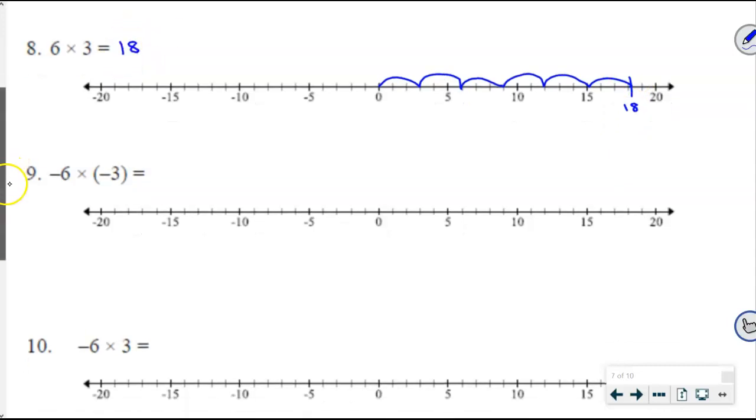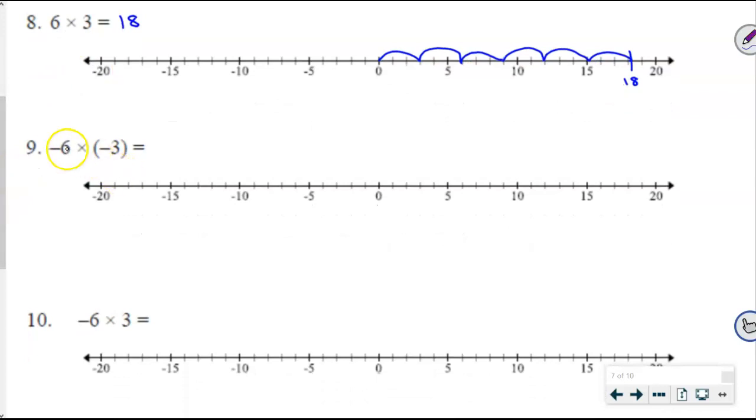And now number 9. Man, I see negative groups. I can't have negative groups. So I'm just going to leave myself a note that this means the opposite. The opposite of 6 groups of -3. So that means the first thing I need to do is model my 6 groups of -3. I already know how to model that because we did that in our previous problem, number 7. So 6 groups of -3, 1, 2, 3, 4, 5, and 6 groups of -3.